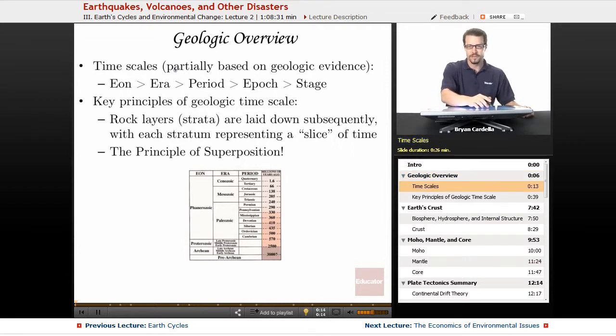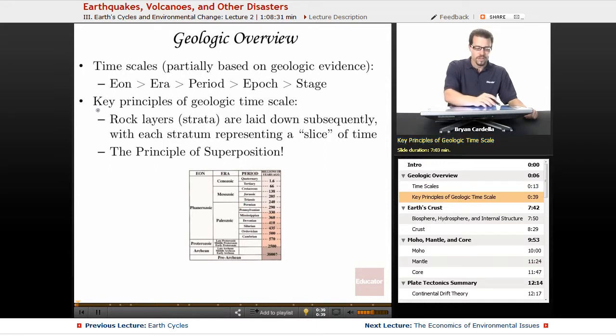The time scales in terms of measuring periods of time on our Earth, partially based on geologic evidence. Eons are the longest periods of time. Within eons you have eras, within eras you have periods, within those you have epochs, and then within those you have stages. Here are the three most lengthy periods or increments. So you can see that we have this really long eon, Phanerozoic, and then in there we have eras and periods.